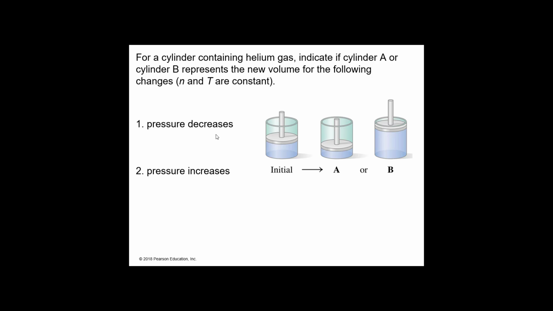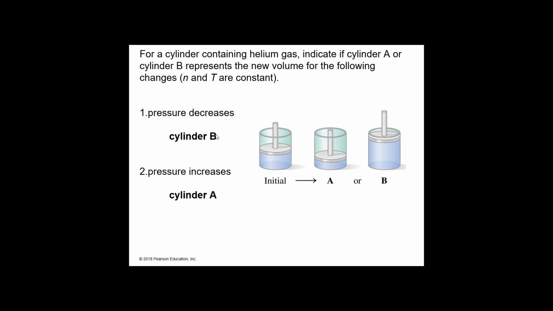Okay, so I got a few more problems. For a cylinder containing helium gas, indicate if cylinder A or cylinder B represents the new volume for the following changes. So if the pressure decreases, are we looking at A or B? And if the pressure increases, are we looking at A or B? So let's take a look at the answers.